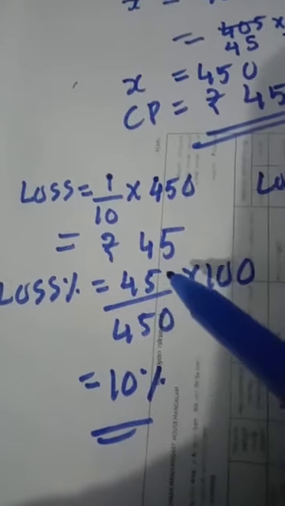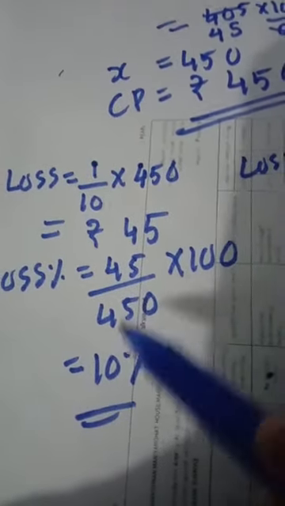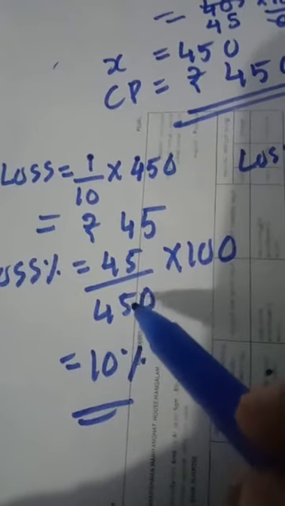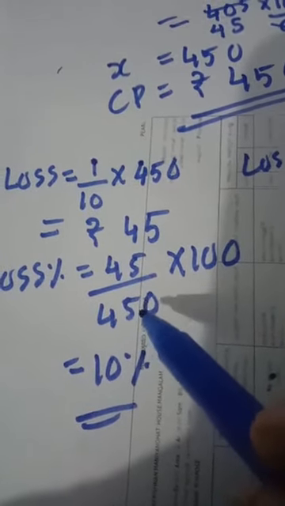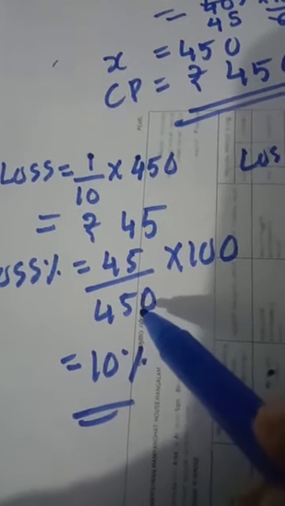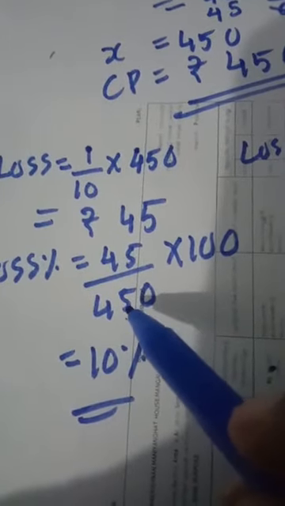Now loss percentage is loss by CP into 100. Here when you are writing this 450, you listen. Loss by CP, the denominator is always CP.